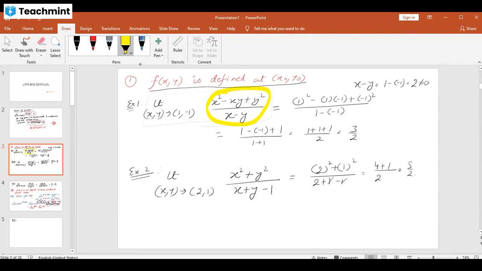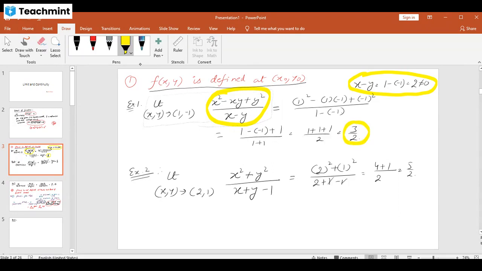If I substitute x equal to 1 and y equal to minus 1, we find that x minus y has the value 2, which is definitely not equal to 0. Because this denominator is non-zero, your function is defined at the point (1, minus 1). So in this case, the limit of the function is obtained by simply replacing x with 1 and y with minus 1 in this function. Then we find that the limit of the function comes out to be 3 by 2.